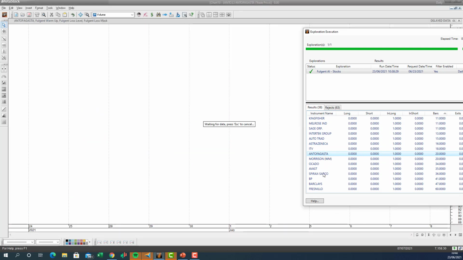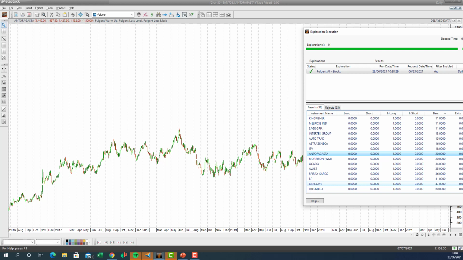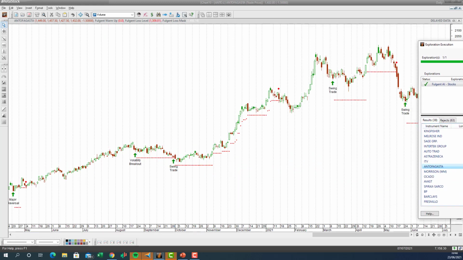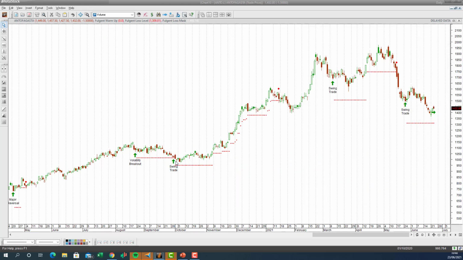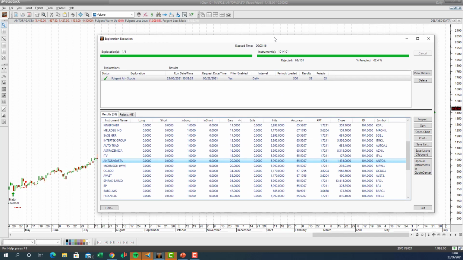Antofagasta. If we scroll through there, yeah, it's of course a nice swing trade in October, nice move, caught that for 3-4 months, another swing trade, caught that for 2 months, hit the trading stop loss, another swing trade in a long, and that's the stop loss there. So it'll be interesting to see if this one is going to pay off at these levels. Let's look at the rest of the list.